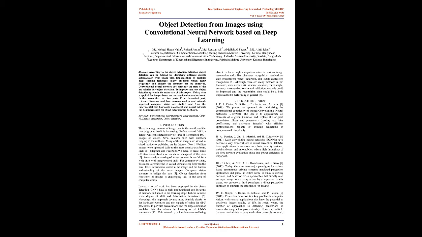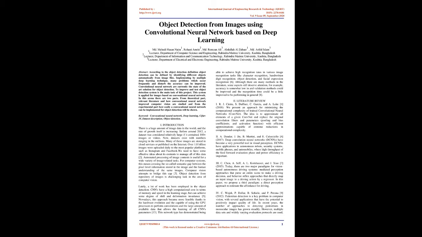We need to have some effective ideas about its contents to manage all of this data too. Automated processing of image contents is useful for a wide variety of image-related tasks. For computer systems, this means crossing the so-called semantic gap between the pixel-level information stored in the image and the human understanding of the same images. Computer vision attempts to bridge this gap. Object detection from a repository of images is a challenging task in the area of computer vision.